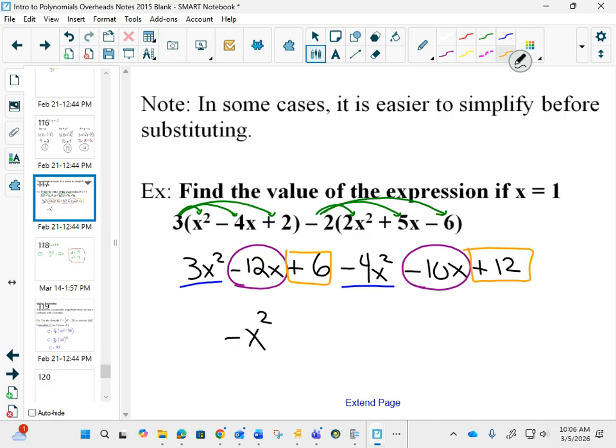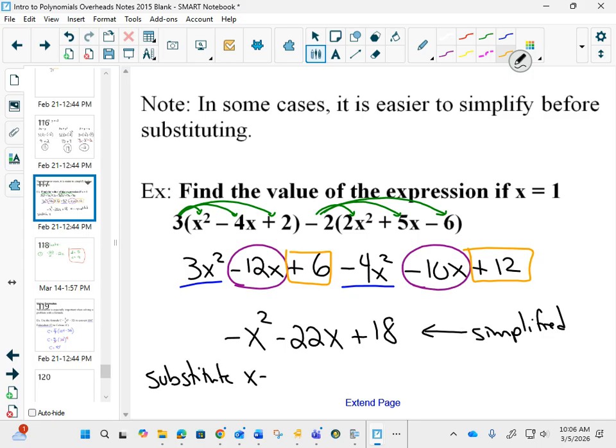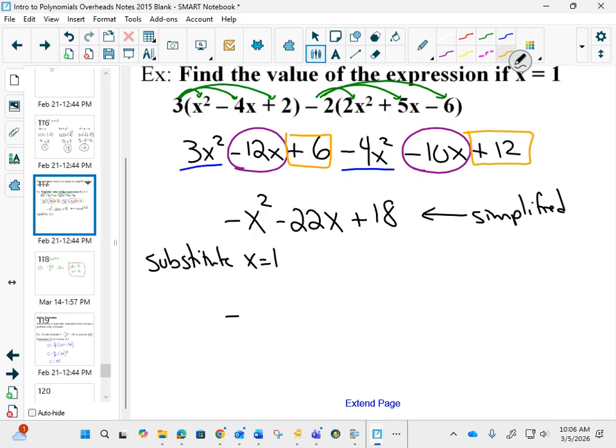Negative 12 and negative 10. And on your number line, where's that going to end? Negative 22. And 6 plus 12? 18. Plus 18. So this is considered simplified. And now we're going to substitute x equals 1. Wherever there's an x, put brackets.